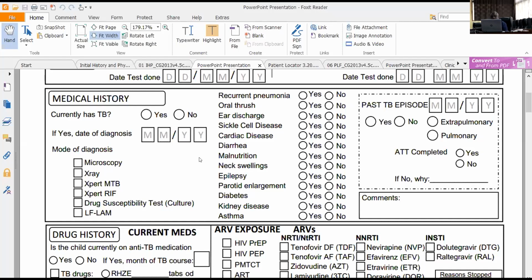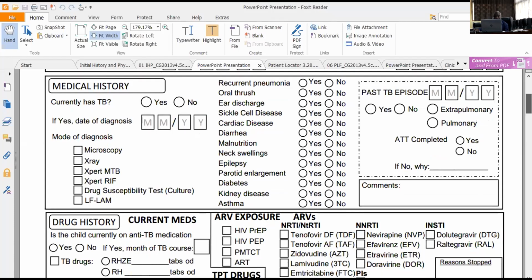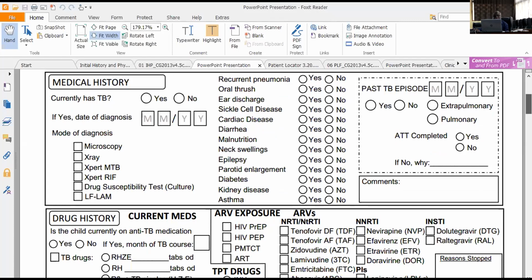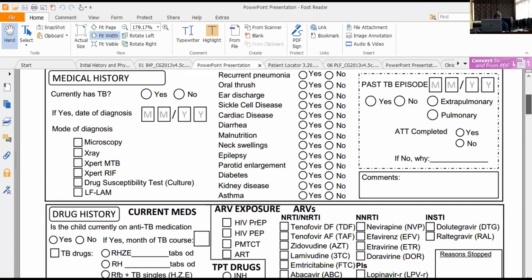Then you go into the past TB episode. When was it diagnosed? And what type was it? Was it extrapulmonary or pulmonary? And then was the ATT completed? And if not, why? So that is important. So you've seen that here, TB has been taken care of because we have to talk more about this TB, whether current or whether past episode. And if it was past, was the ATT completed? So those are the additions.